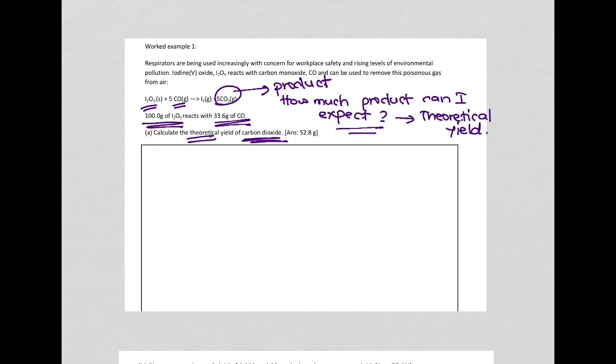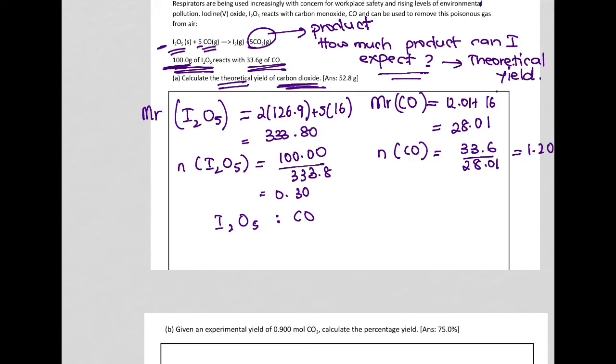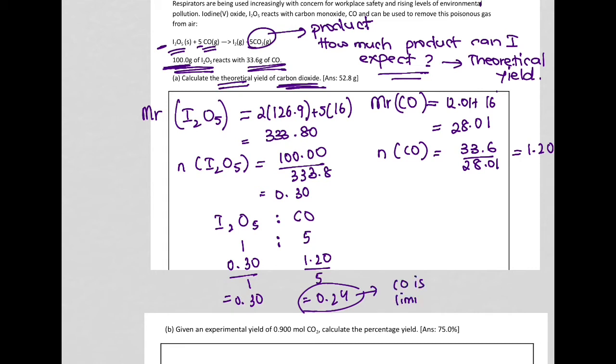First I'll find the limiting reagent. I'll convert mass to moles. I've calculated the Mr of each of them and the number of moles of each of them. From the number of moles and from the mole ratio, I'm going to get the limiting reagent. The mole ratio is 1:5. I divide the number of moles by the mole ratio. This is the smaller number. Therefore, CO is limiting.